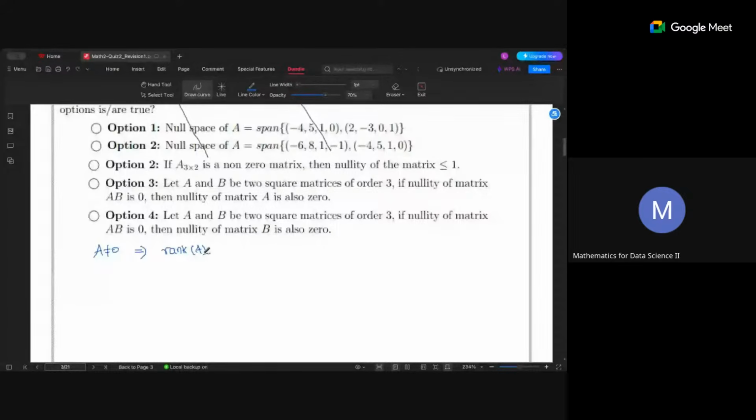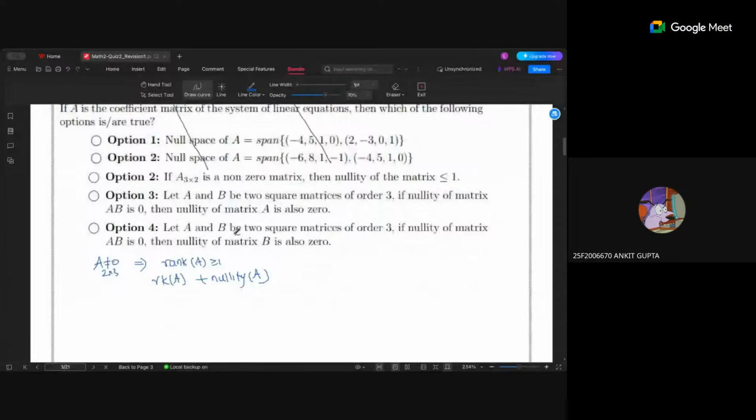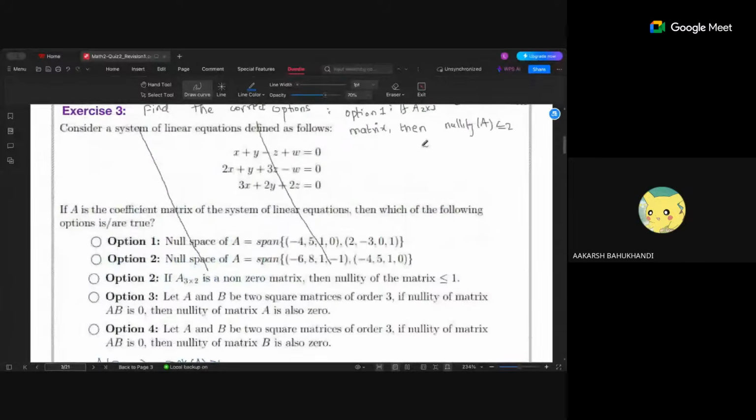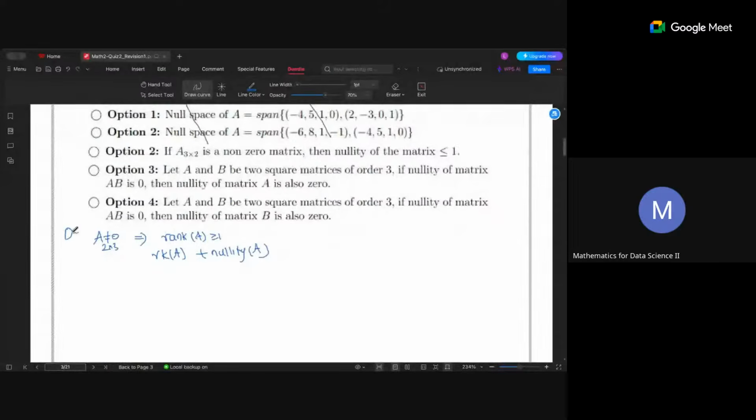So what do we know also about the rank of A plus the nullity of A? What is it equal to for a 2 by 3 matrix? In option 1, it is a 2 by 3 matrix, so the rank plus nullity equals the number of columns, which is 3.